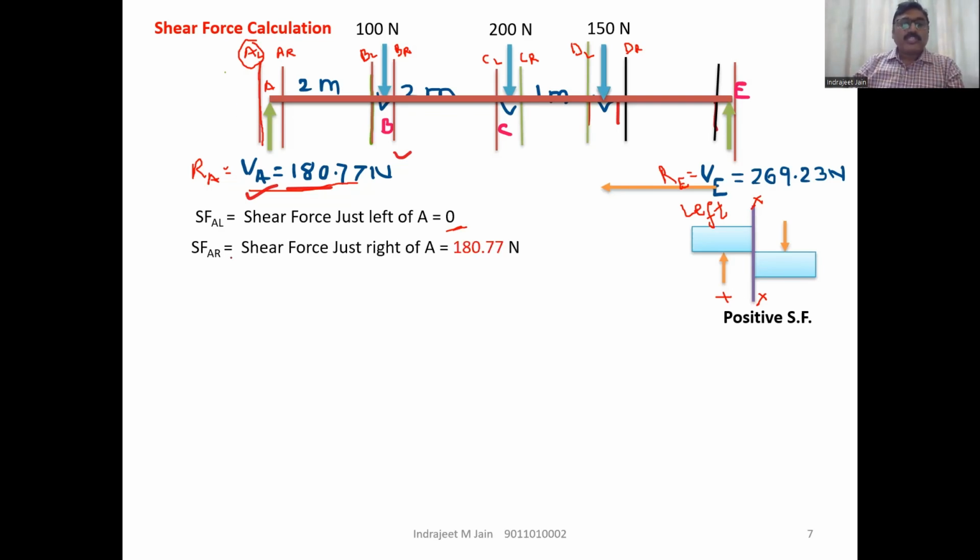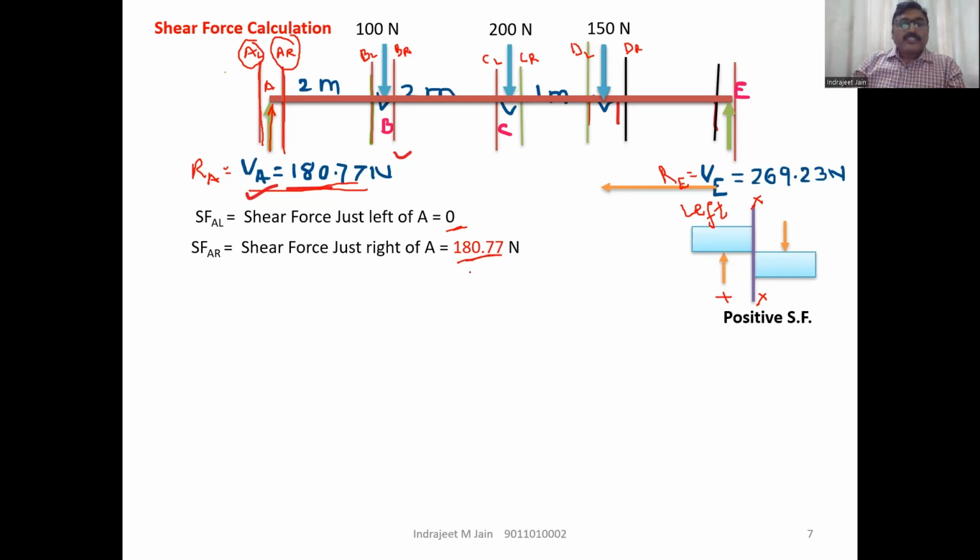Now shear force at A right, shear force just right of A is equal to, see here, this is shear right. And on the left side of this section, there is an upward force. This upward force on the left side of section is 180.77, which we have taken over here.